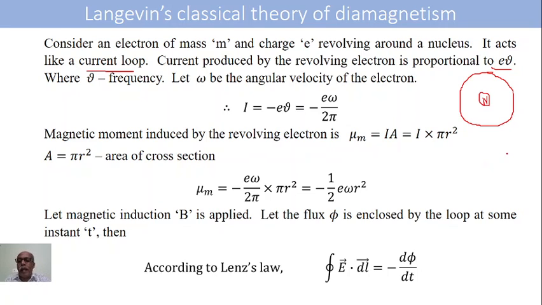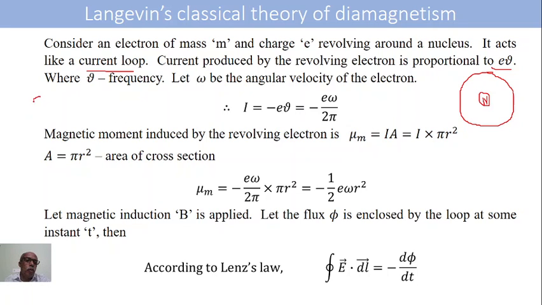The current produced by the electron because of its motion around the nucleus is proportional to e times nu, where e is the charge of the electron and nu is the frequency with which the electron is revolving around the nucleus in this orbit. Let omega be the angular frequency, in other words the angular velocity, of the electron.